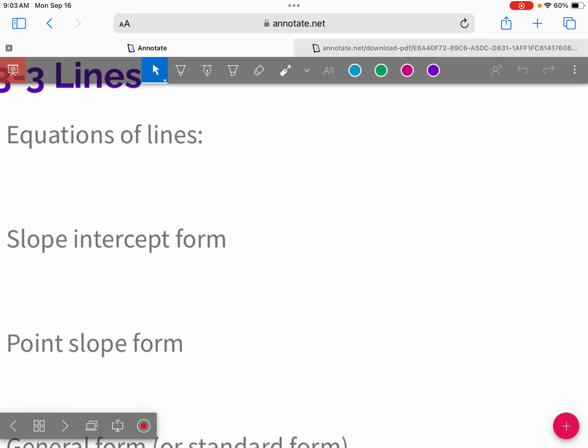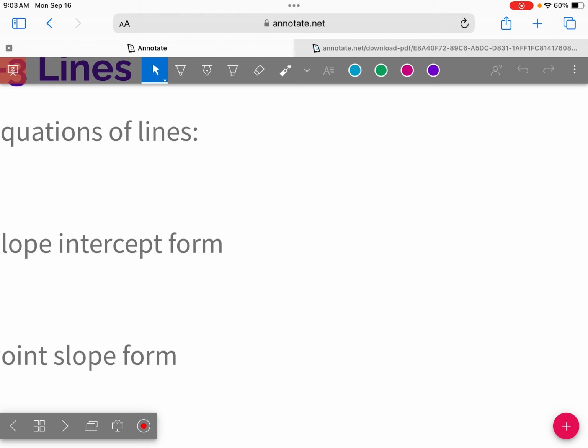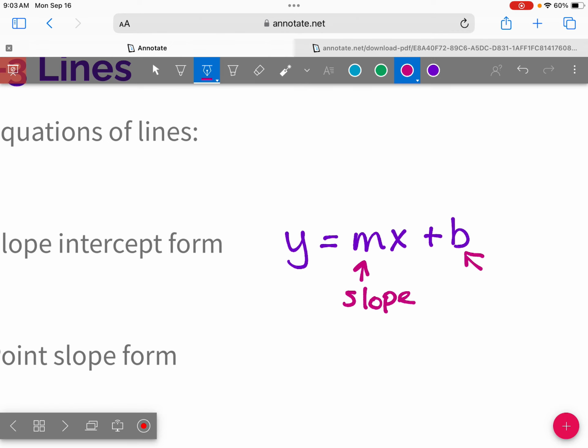What is slope-intercept form? Y equals mx plus b. What does the m stand for? Slope. What does the b stand for? The y-intercept.